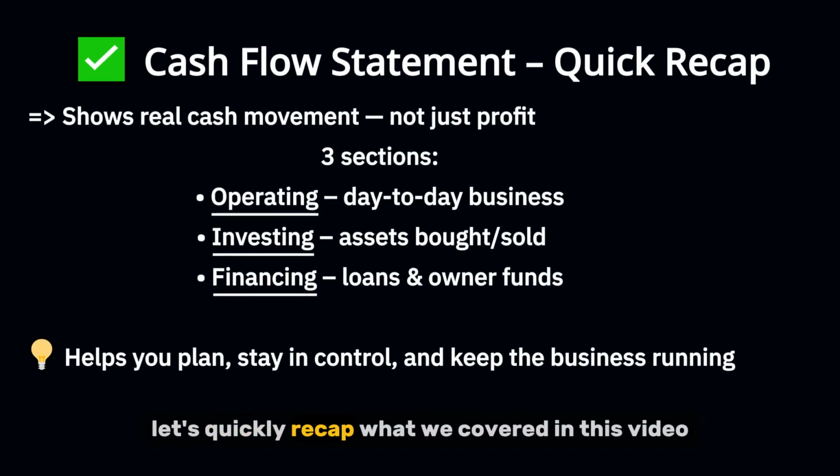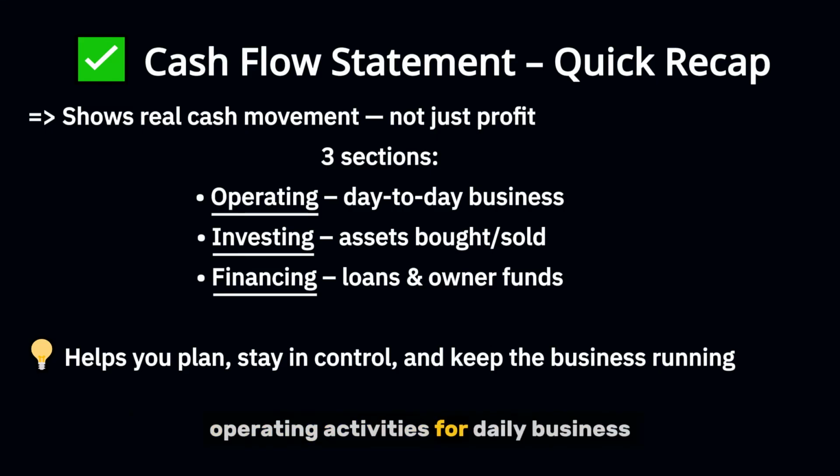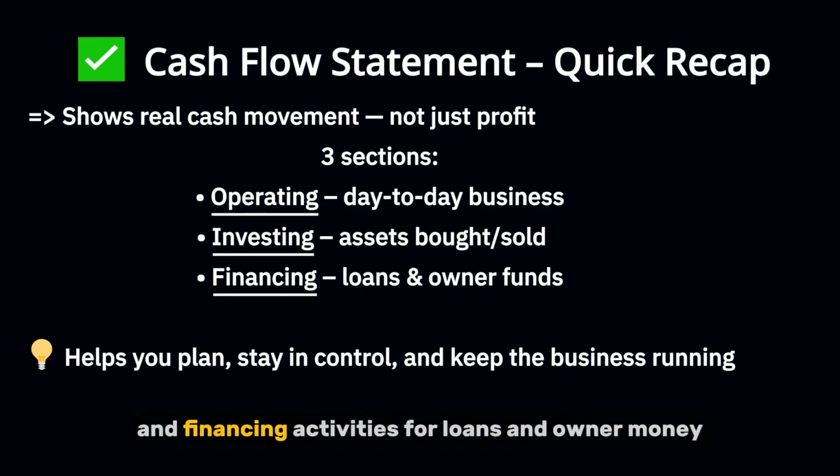Let's quickly recap what we covered in this video. The cash flow statement shows real cash movement, not just profit. It's divided into three clear sections: operating activities for daily business, investing activities for assets, and financing activities for loans and owner money. Together, they give you a full picture of how cash enters and leaves your business. This report helps you plan, stay in control, and keep your business running, even when profits and cash don't line up.